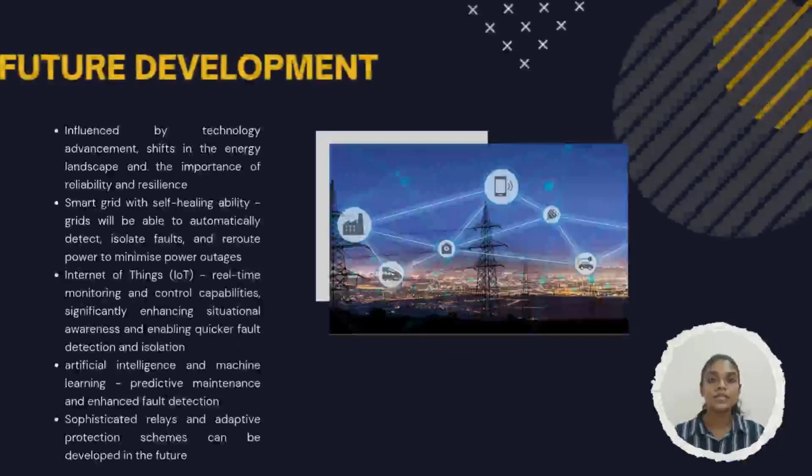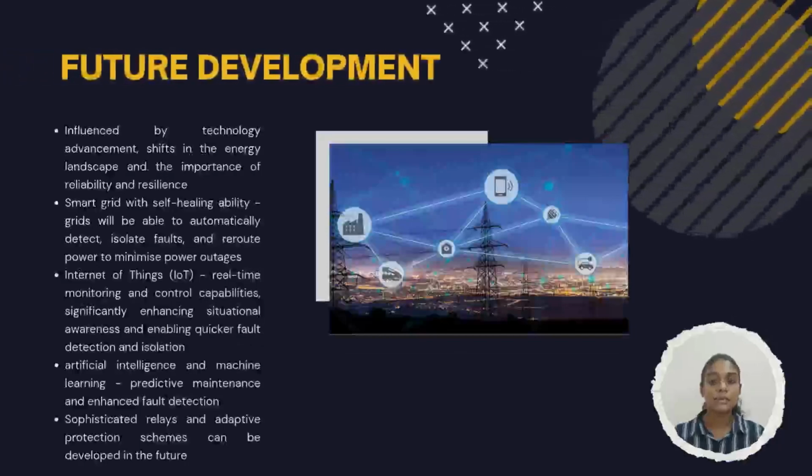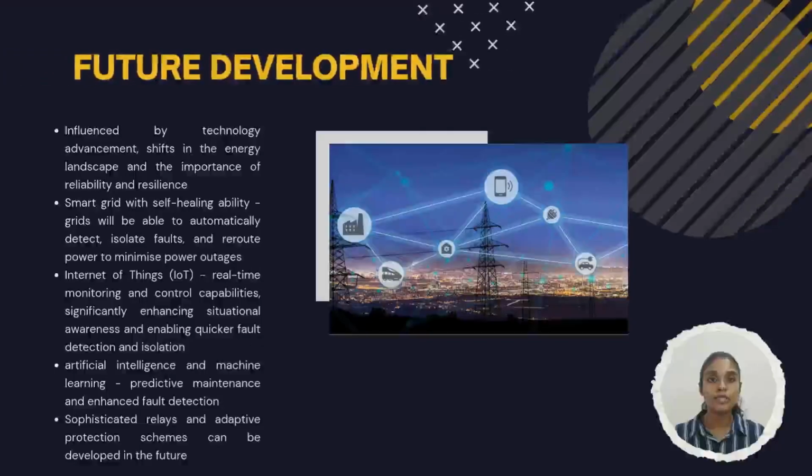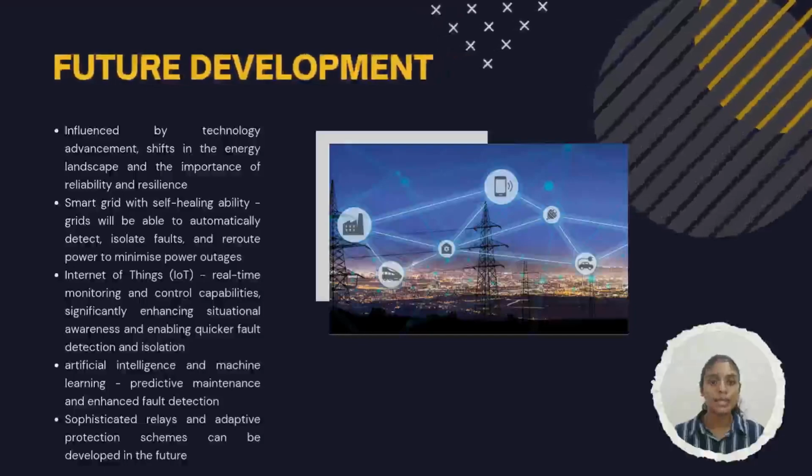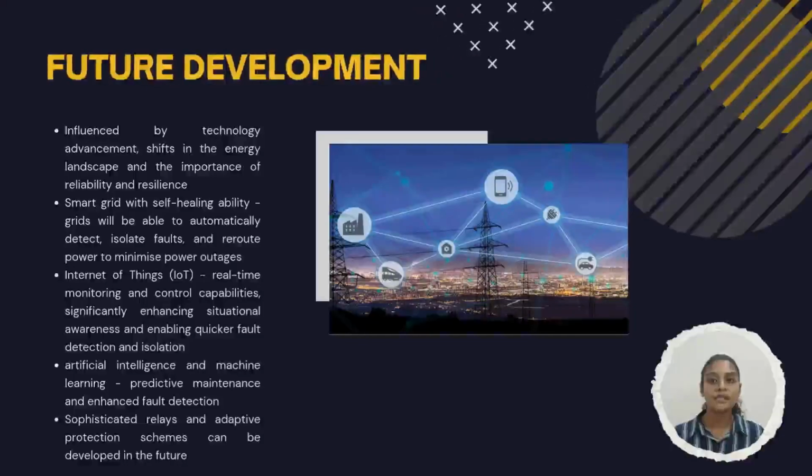The potential future developments in power system protection are most likely to be influenced by technology advancement, shifts in the energy landscape, and the importance of reliability and resilience. One potential future development is the smart grid with self-healing ability, where the grids will be able to automatically detect and isolate faults, and reroute power to minimize power outages.